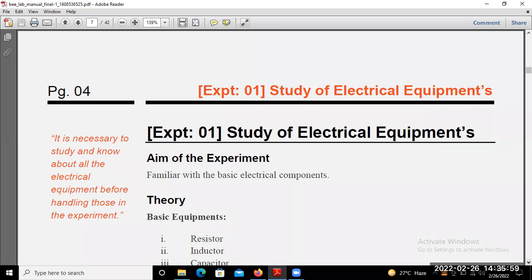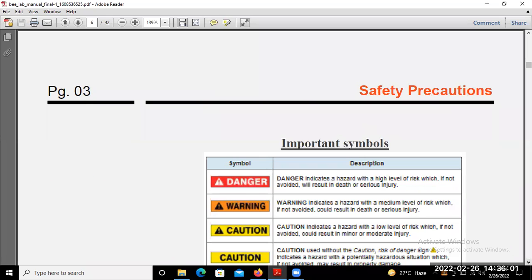So next, can we start the experiment? Are you able to follow the instructions? I am not going to give a lot of instructions. This is the general instruction about safety and precautions, on how you can take care of your safety in the laboratory.